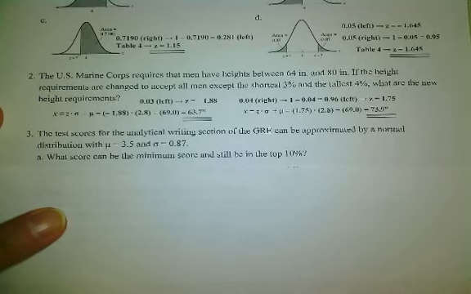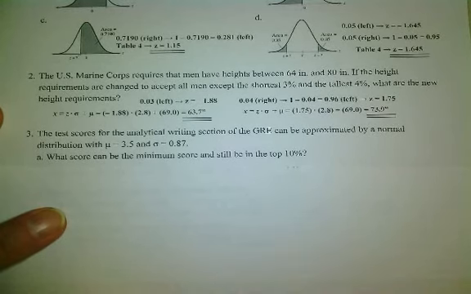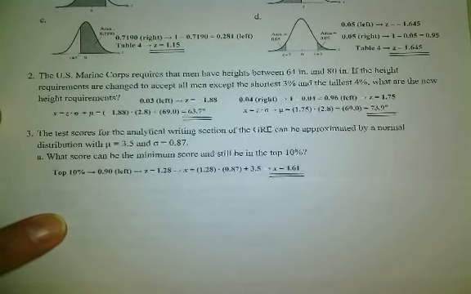Top 10%, it's kind of like up here, the tallest 4%. Top 10% means then that you're taller than the bottom 90%. And we need the bottom, or we need to the left, to use table 4. So, looking up 0.9 in the table, we get a z of 1.28. We run through it, and it turns out the score would be 4.61. So you'd have to have at least a 4.61 in order to be in the top 10%.